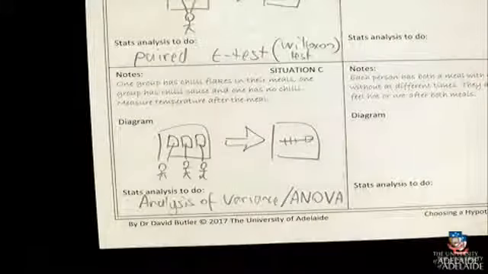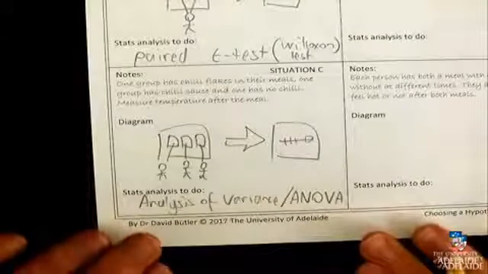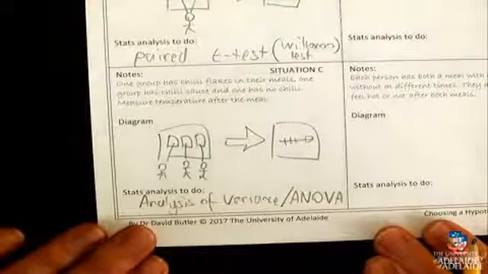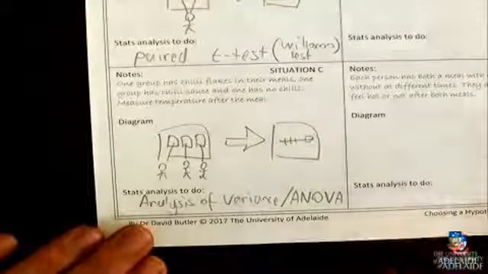Okay. That one doesn't matter how many categories there are. No, that's a good question. With ANOVA, it doesn't matter how many categories there are. You can have as many as you like. The more categories there are, the less likely it is to tell that there's a difference. Yes?